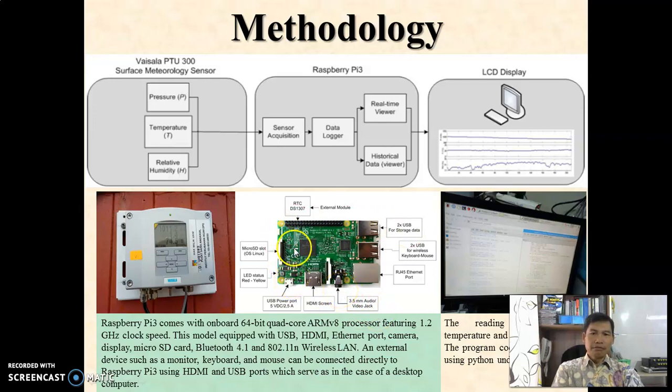Raspberry Pi 3. We use an RTC real-time clock. It also has a microprocessor, USB, HDMI screen, and is connected to a meteorological sensor like the Vaisala PTU 300. And the last part of the system is an LCD display to display the measurement of parameters, for example here pressure, temperature, and relative humidity. Here we use Python under Linux to develop the program.